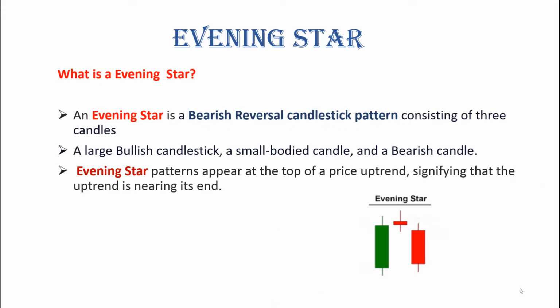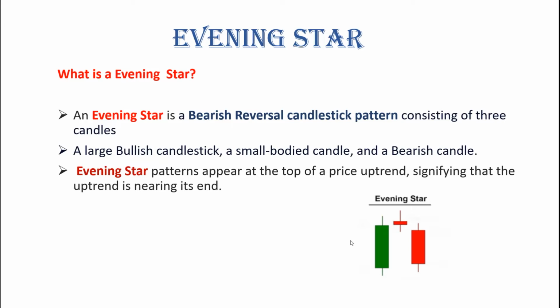Okay, what is an evening star? Evening star is a bearish reversal candlestick pattern consisting of three candles: a large bullish candlestick, a small bodied candle, and a bearish candle. So how is this bearish candlestick pattern formed? First is the green candle, that is a large bullish candle, then a small bodied candle, that is a doji candle, an indecision candle, and the third candle is the bearish candle, that is the red candle.